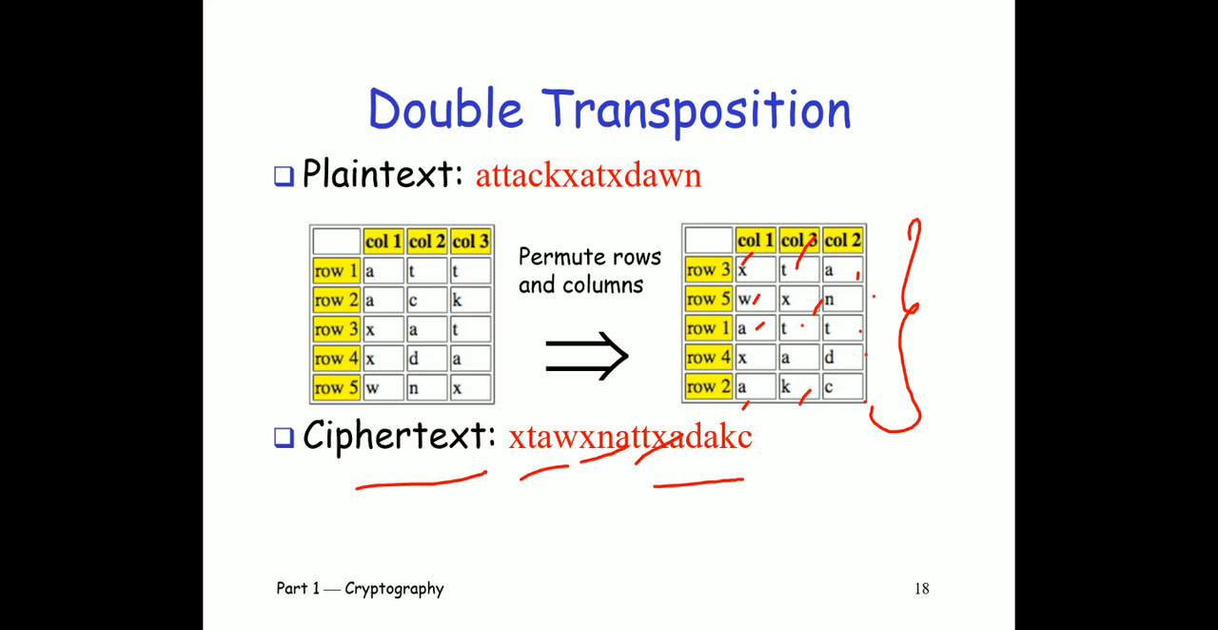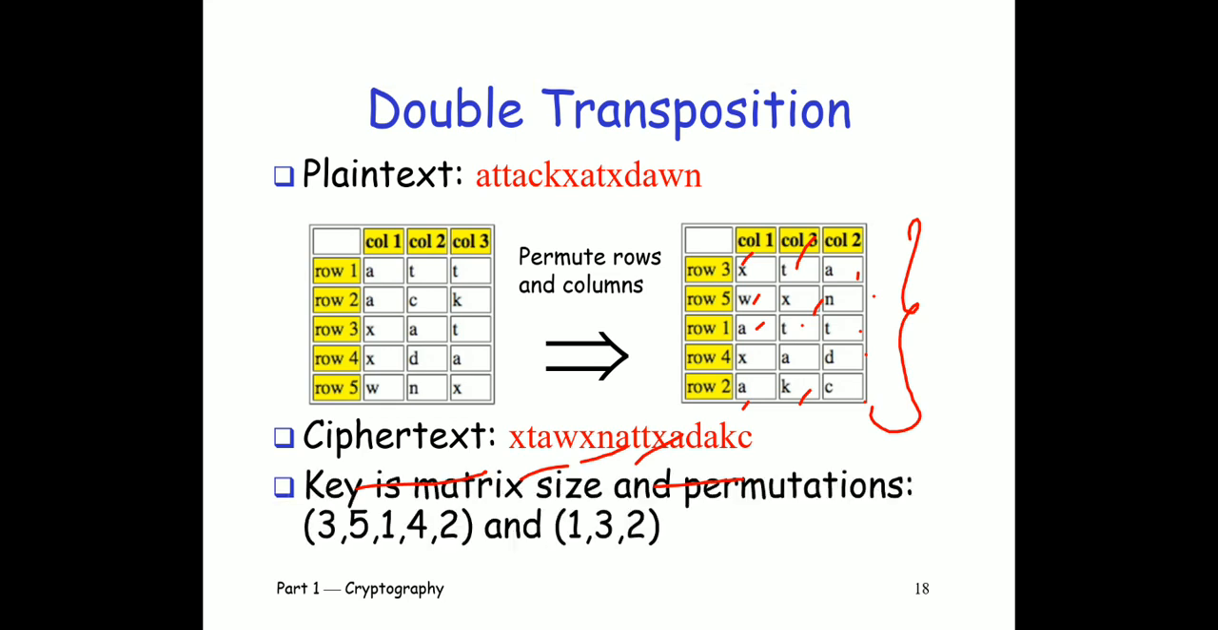So the key here for double transposition consists of the size of the matrix and the row and column permutations. If anyone knows the key, they can simply put the ciphertext into an appropriately sized matrix and undo the permutations to recover the plain text.